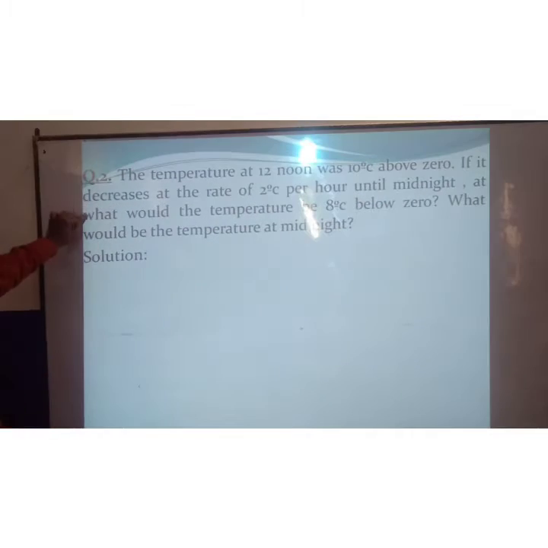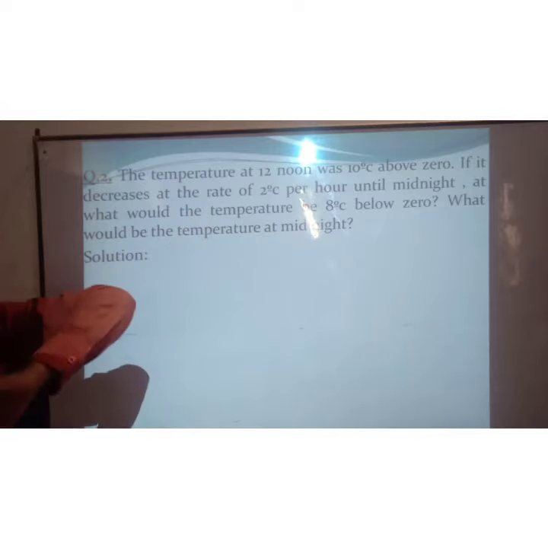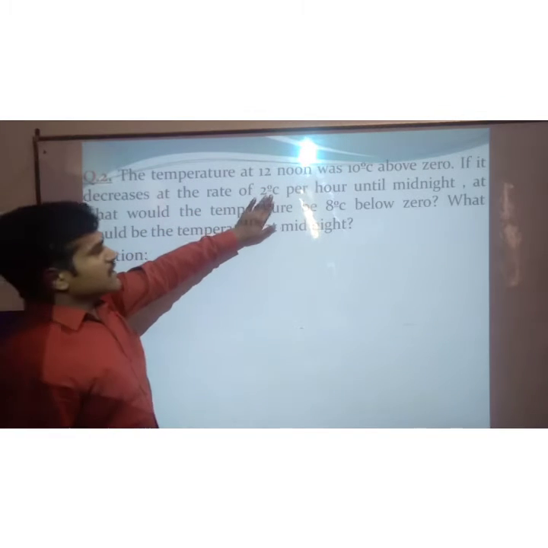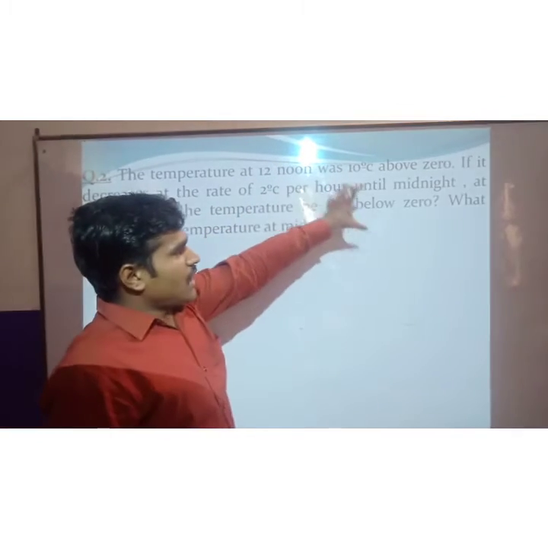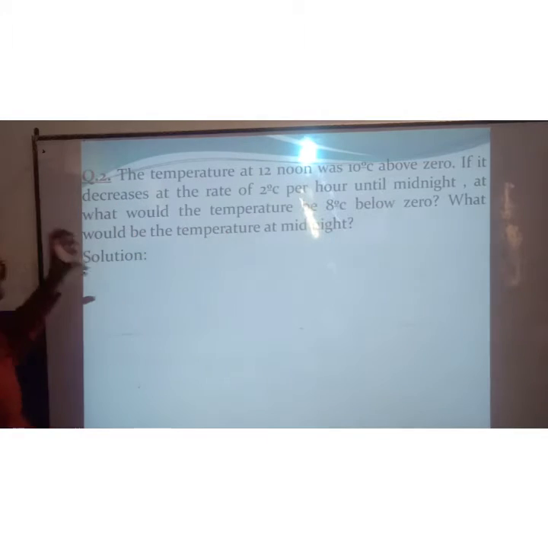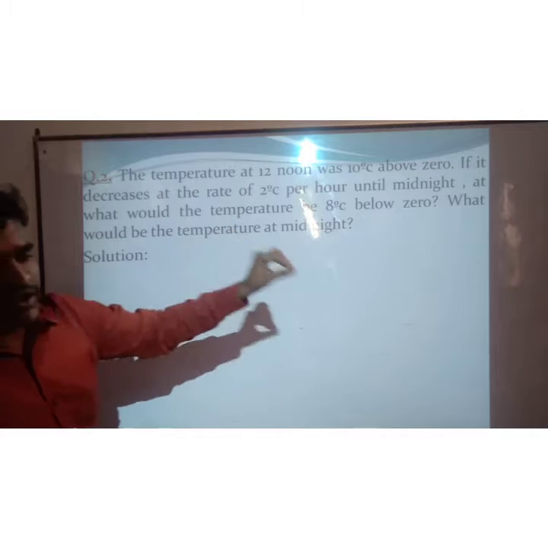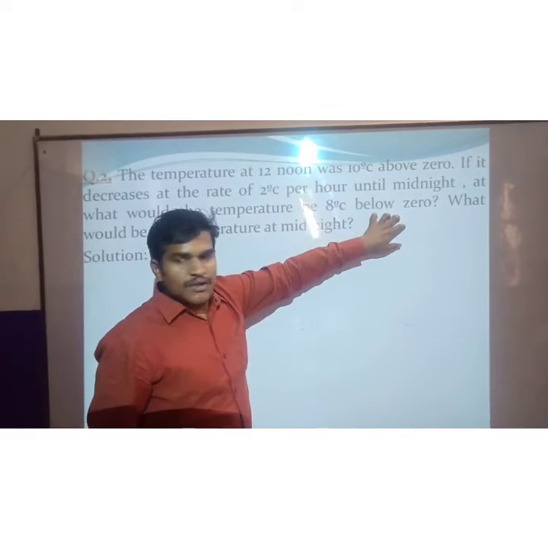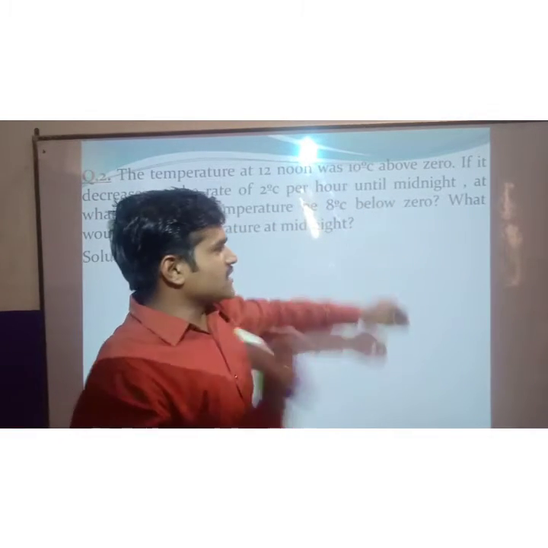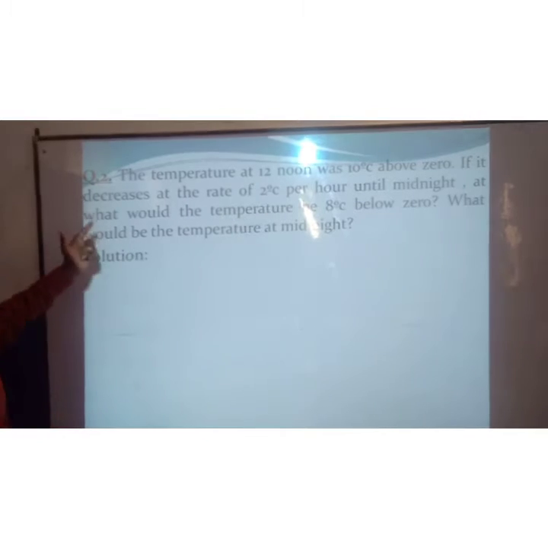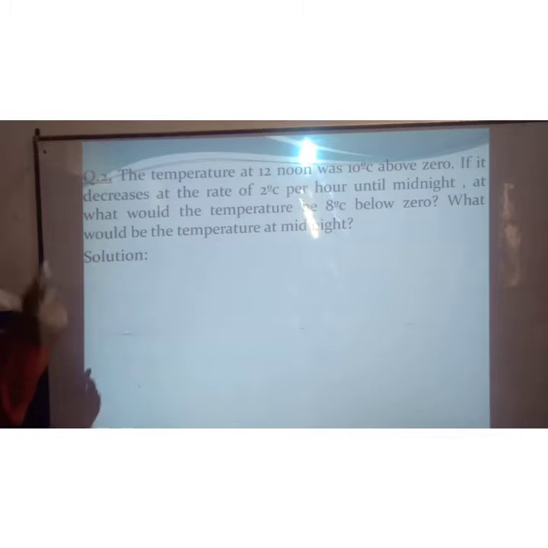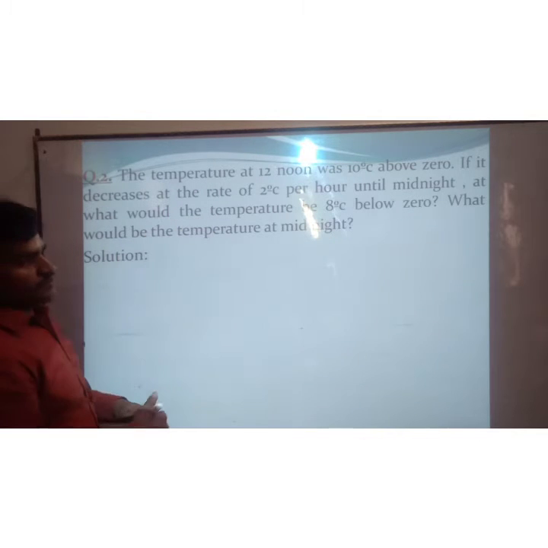If it decreases at the rate of 2 degrees Celsius per hour until midnight, what would the temperature be? 8 degrees Celsius below 0 means minus 8 degrees Celsius. What would be the temperature at midnight? This is the question.